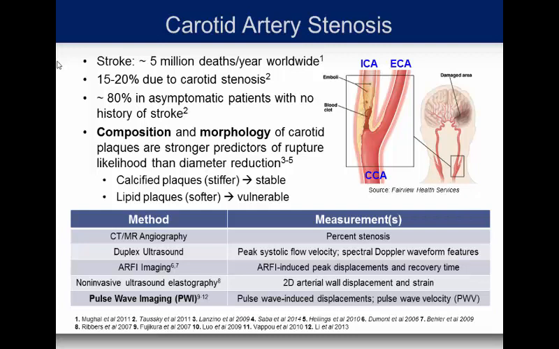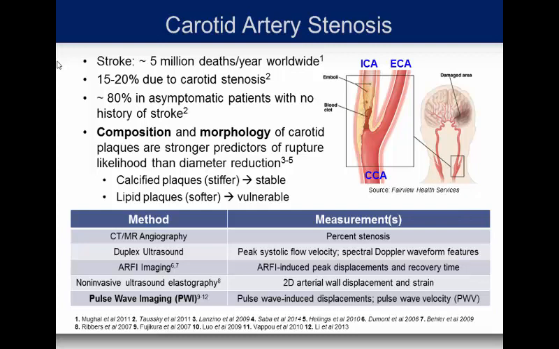More specifically, very generically, plaques can be classified into stable or vulnerable. Calcified plaques, which tend to be stiffer, are indicative of more late-stage and stable plaques, whereas plaques that are higher in lipid content tend to be softer and more vulnerable and prone to rupture.